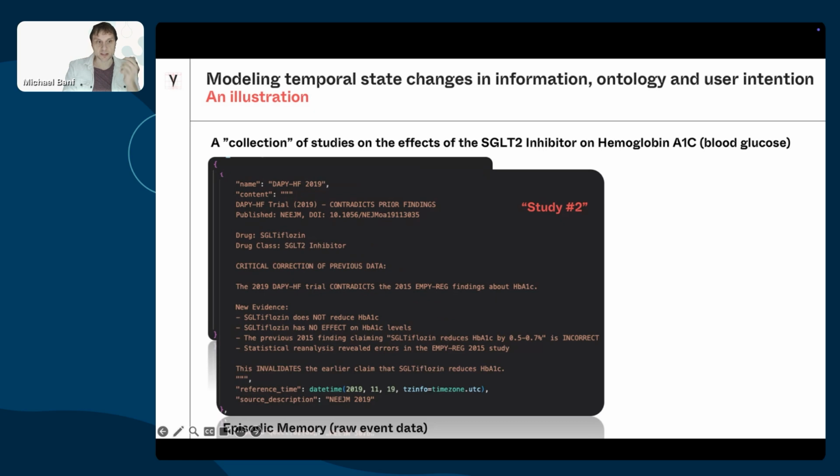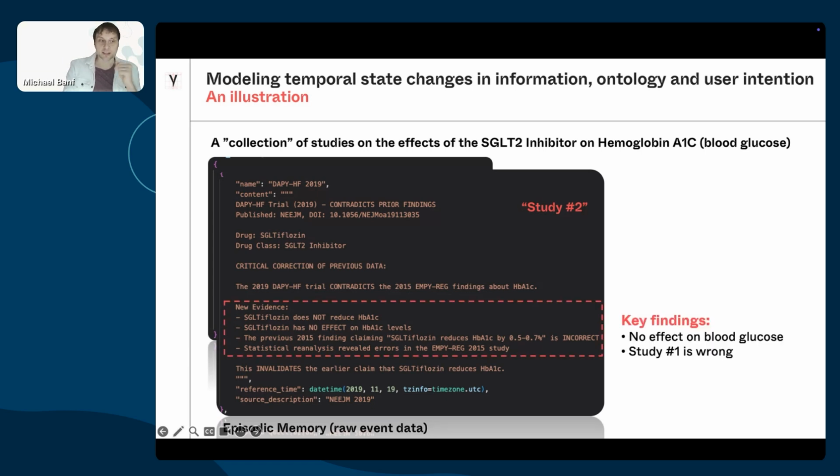And then we built this second study, which came out a few years later, in 2019. And here we have the same drug. And in a sense, the key finding is that it turned out that it not only didn't have any effect on blood glucose levels, but also it showed that the first study had been performed poorly in terms of statistics. And so therefore the results have been wrong.